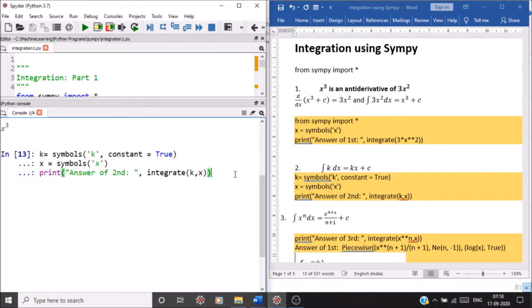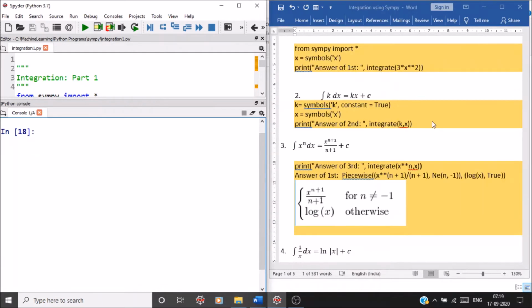So we can see the result. The answer is kx. Okay, and if you execute only this particular part, we can see the actual format of this in mathematical format. So it is kx, you can see here. So integration k dx is nothing but kx plus c.